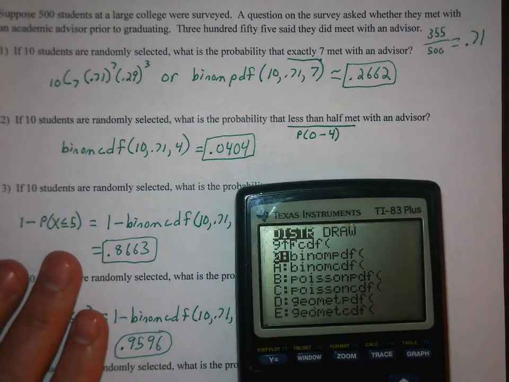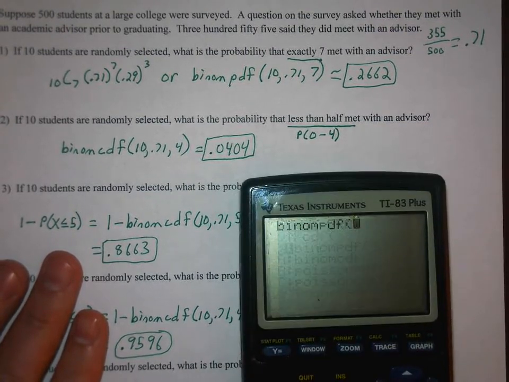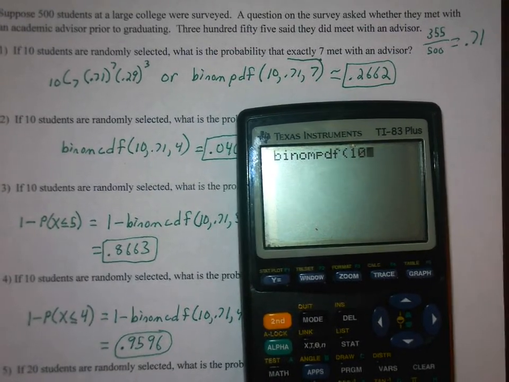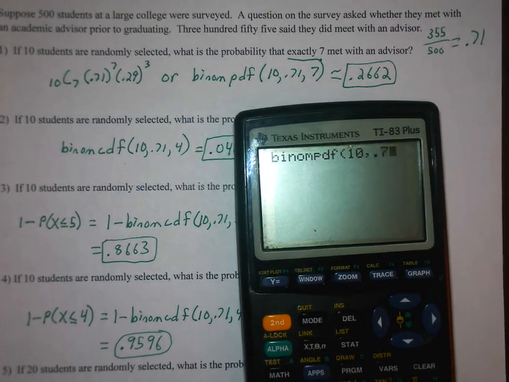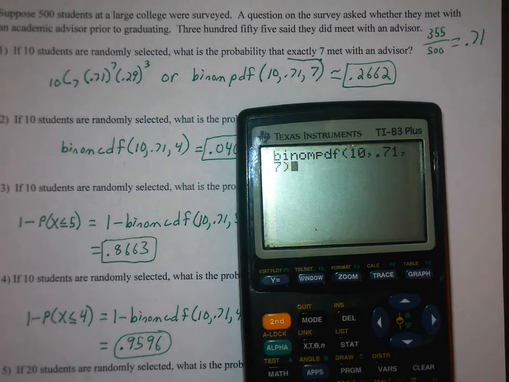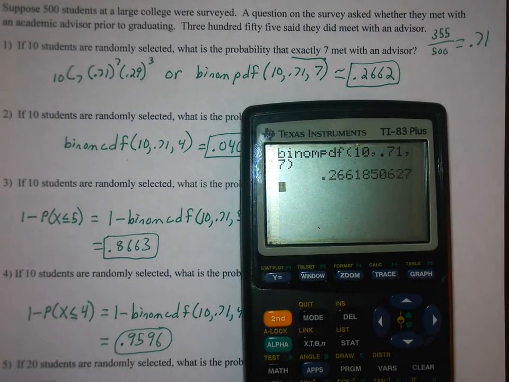Okay, so if you use the binom PDF and then enter in your number of trials as 10, the probability of success is 0.71, and then you want to have exactly 7 of them. Okay, so press enter on that and you get 0.2662.